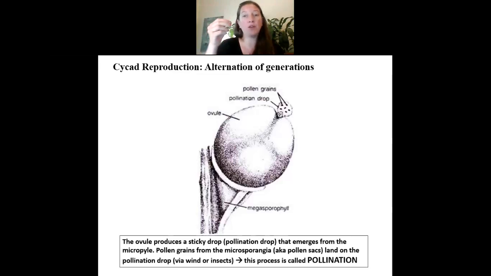So wind is blowing pollen grains, and the pollen grains can get trapped on that sticky drop. And that's what you can see here. This circle here is the pollination drop. And the little dots inside are the pollen grains. When the pollen grain lands on the pollination drop, that is pollination in cycads. That is when pollen reaches that pollination drop, pollination has occurred. So that's a process.